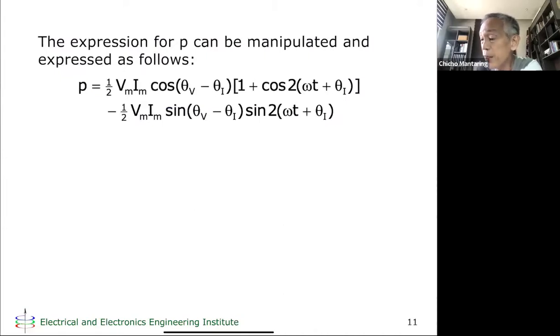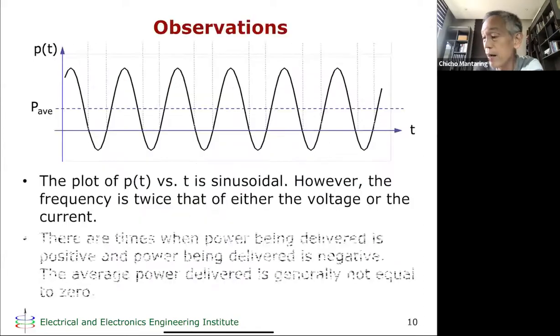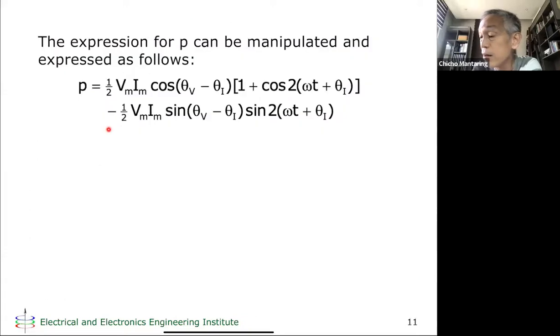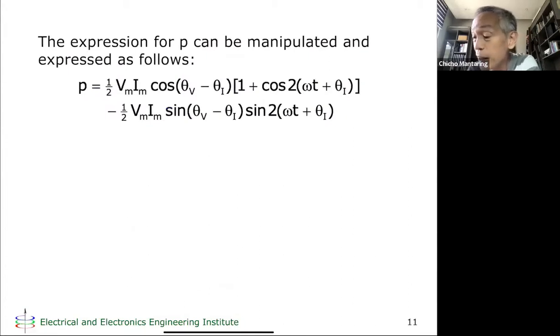Okay, so balik tayo dito sa expression na to. Expression ng P. So I have here an expression for P. Ang gusto kong sabihin is this: itong expression na to, if I apply trigonometric identities, I can express that in this manner.